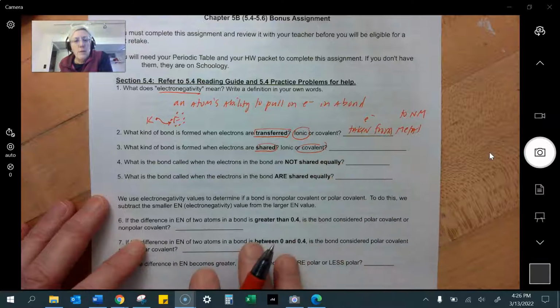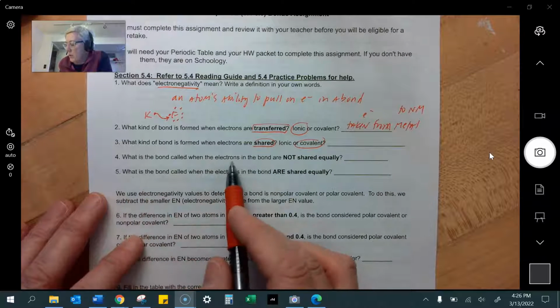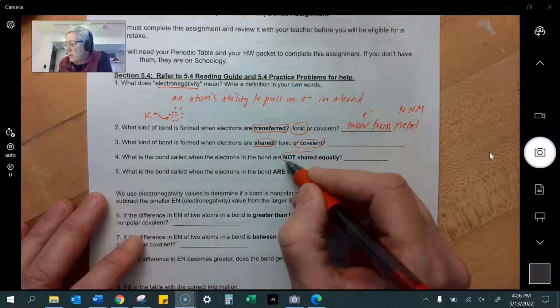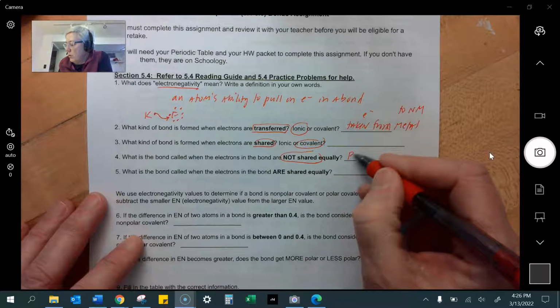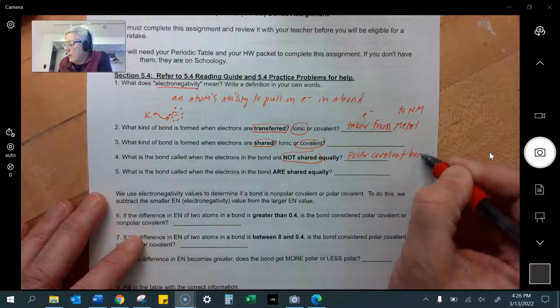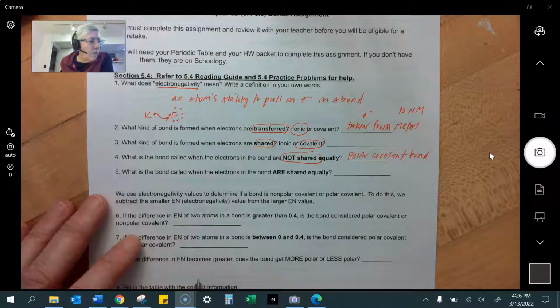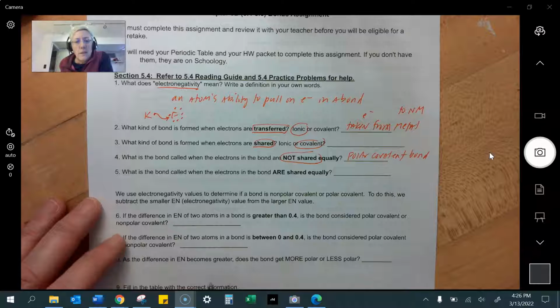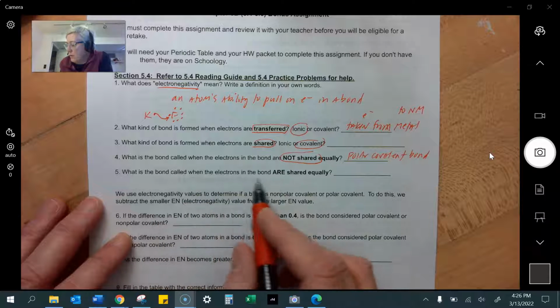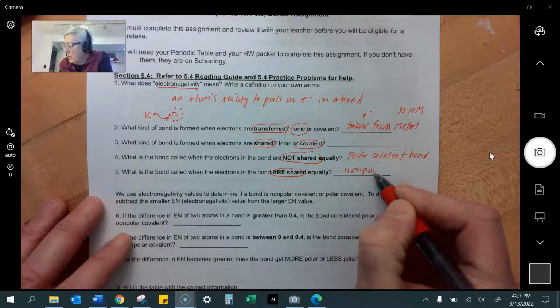Those are covalent bonds. Sometimes they're shared equally, sometimes they're not. What is the bond called when the electrons are not shared equally? That is called a polar covalent bond because they have different electronegativities. And one thing is more able to pull on the electrons than the other. That's called polar. What is the bond called when the electrons are shared equally? That is called nonpolar covalent.